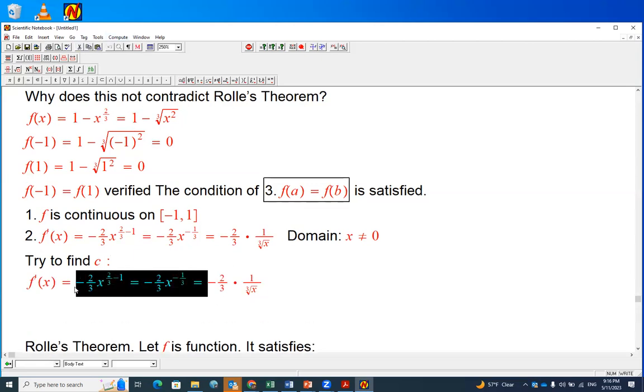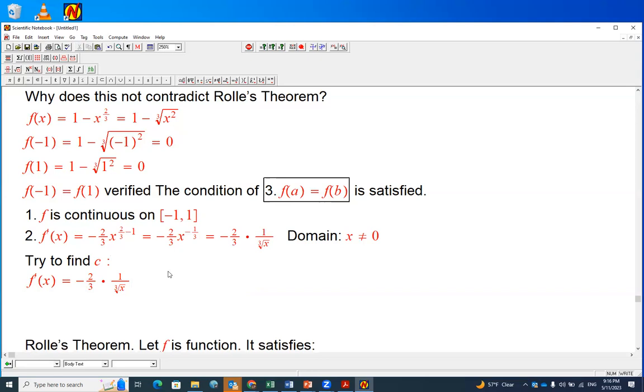We set it equal to 0. Assume that c can be found. But when we solve this equation, the denominator cannot be 0. That's determined by the domain. And then this will never be 0. There's no solution. So the c does not exist. Does this contradict Rolle's theorem?